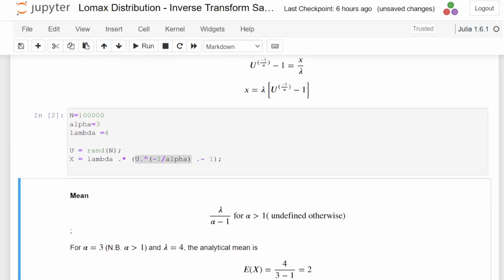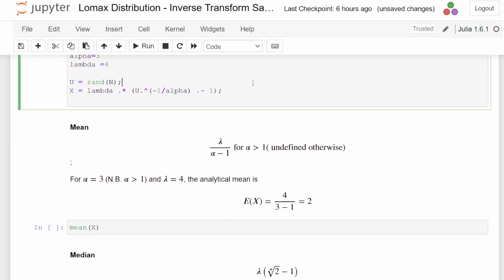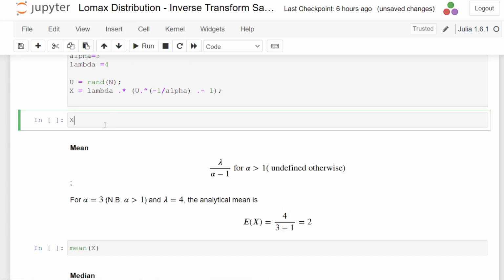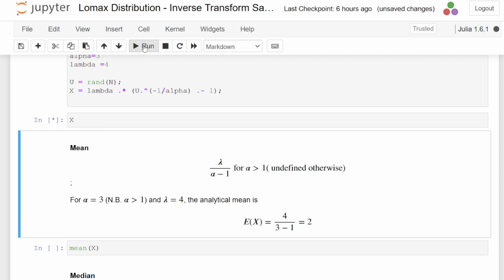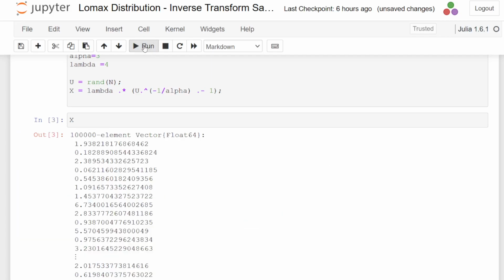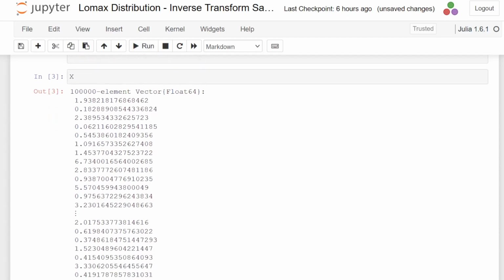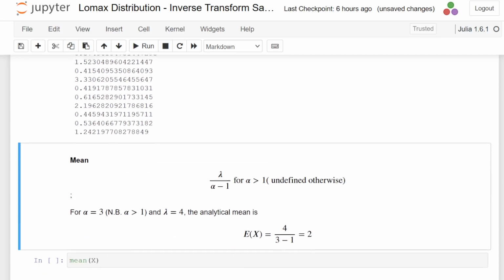Now, I'm going to put in a cell here and see what we have. Just run that and see what we get. Now, this should be 100,000 observations from the Pareto type 2 distribution, the Lomax distribution. How do we know if we have done a good job?